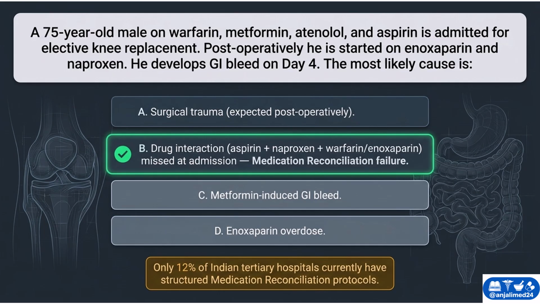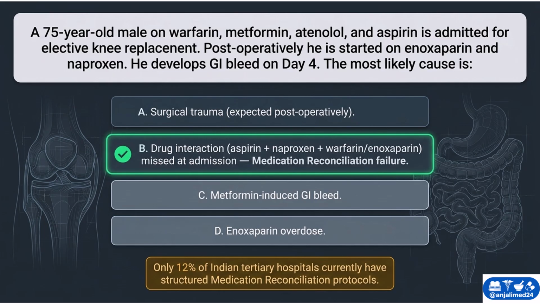Option C, metformin induced GI bleed, is incorrect because metformin commonly causes GIT upset such as nausea or diarrhea, but not significant GI bleeding. Option D, enoxaparin overdose, could theoretically cause bleeding, but there is no evidence of dosing error here. The much more likely explanation is the dangerous drug combination itself.